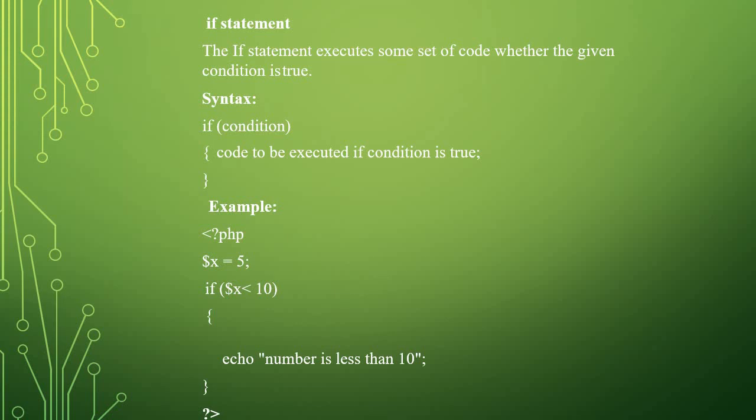If statement: first of all, the conditional statements will be executed only once. The if statement executes some set of code if the given condition is true. The syntax is if, followed by the condition, followed by, within the open and close braces, the code to be executed if the condition is true. For example, $x equal to 5. If $x is less than 10, it will display "number is less than 10".